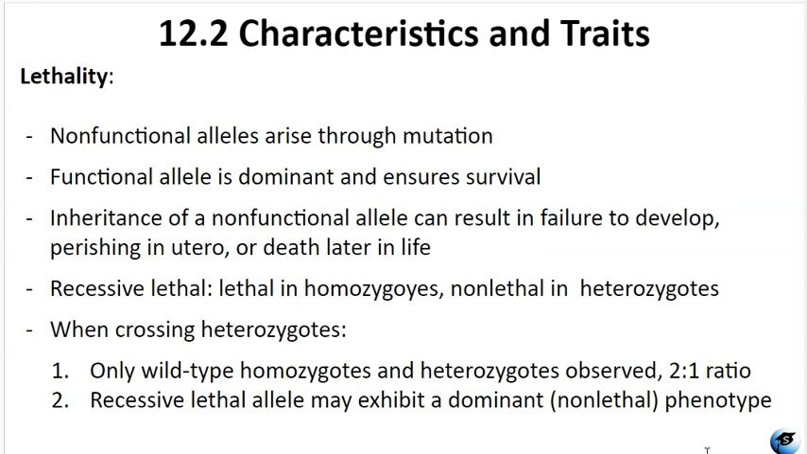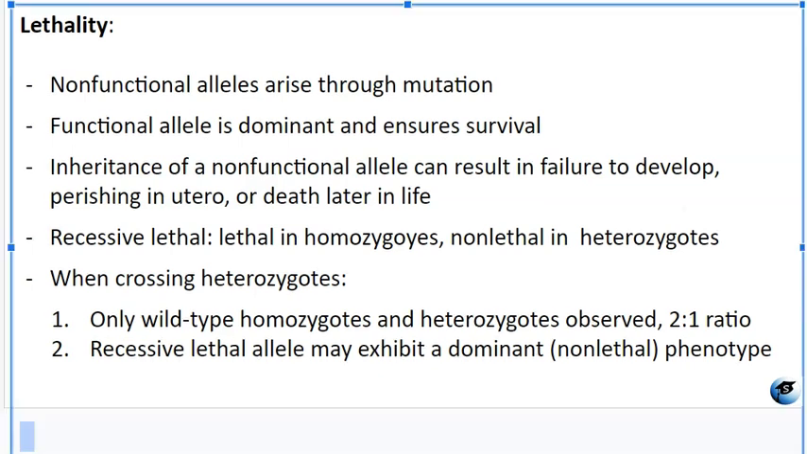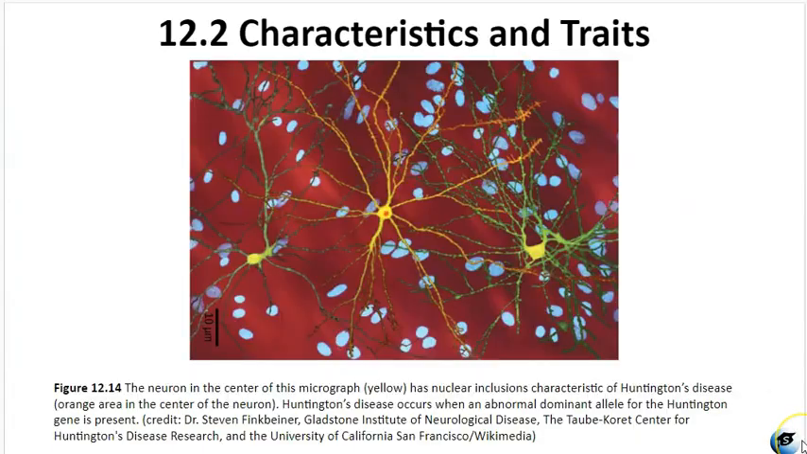When crossing heterozygous individuals with a recessive lethal allele causing death before birth, only the wild-type homozygotes and heterozygotes will be observed. So the genetic ratio would be 2 to 1. In other cases, the recessive allele may exhibit a dominant non-lethal phenotype in the heterozygotes. An example of this is the recessive lethal curly allele in fruit flies that affects wing shape in the heterozygote form, but it's lethal in the homozygote. Having one copy of the wild-type allele isn't always enough for normal functioning or for survival.